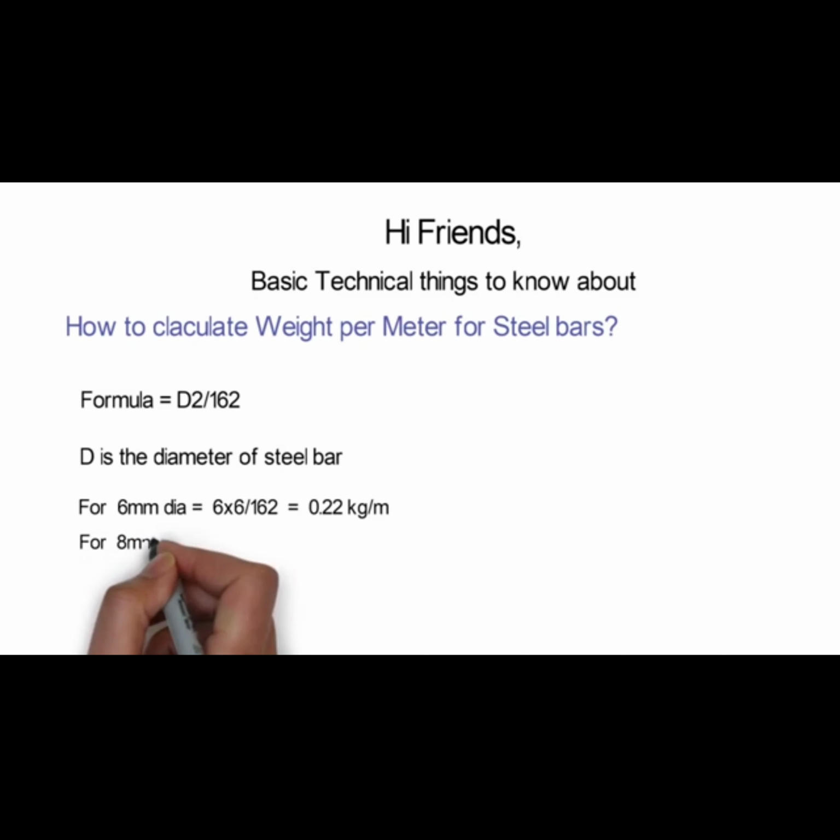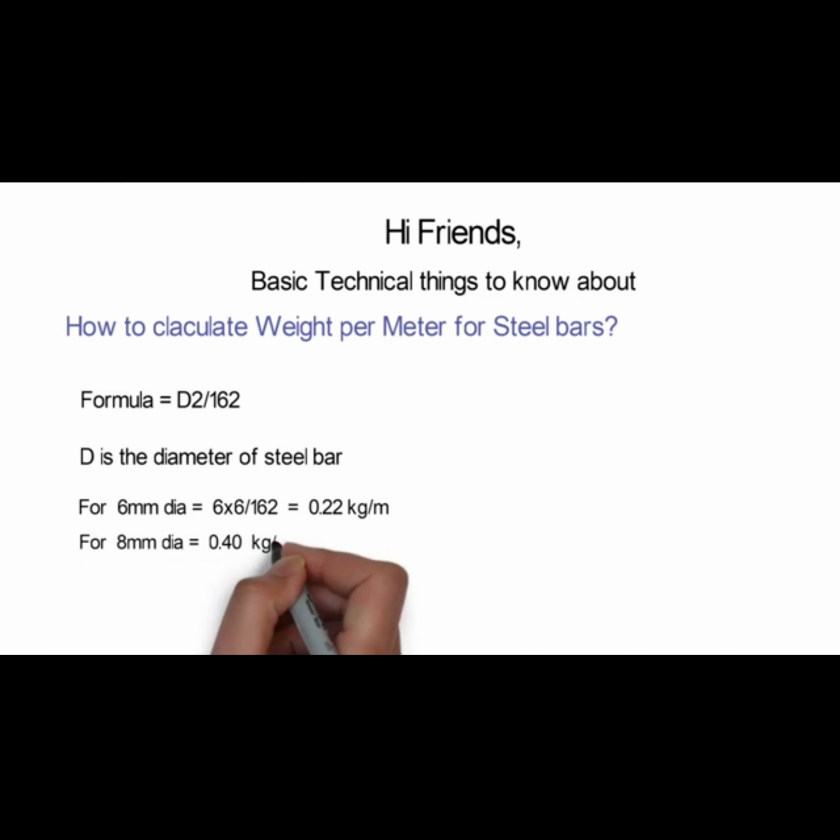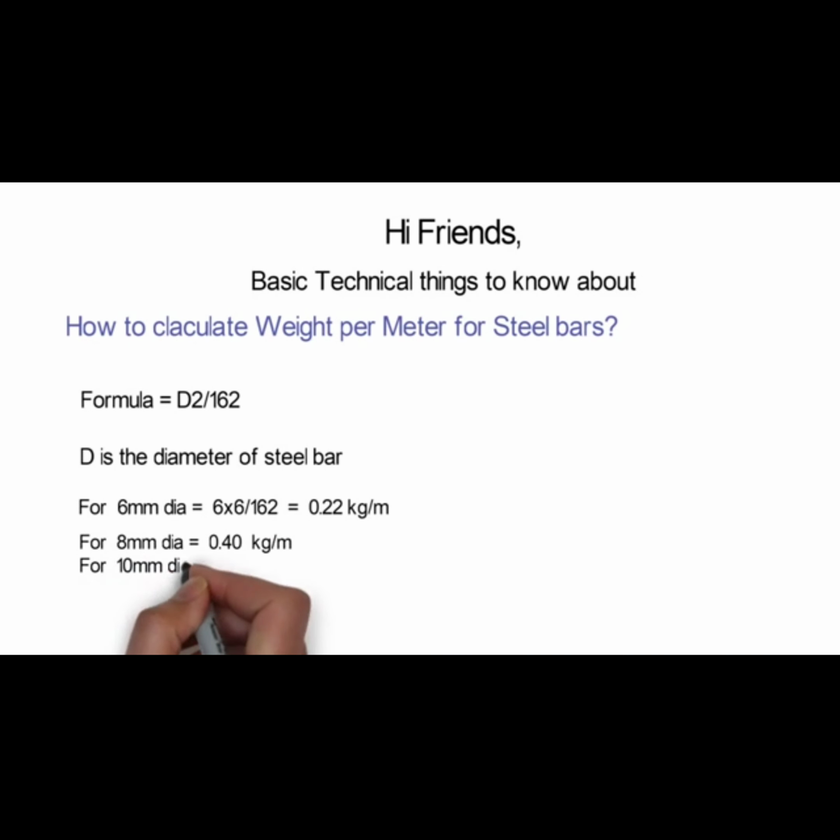8 mm diameter, 0.4 kg per meter. 10 mm diameter, 0.62 kg per meter. 12 mm diameter, 0.89 kg per meter. 16 mm diameter, 1.58 kg per meter. With the same formula we can calculate the weight for any other diameter of steel bar.